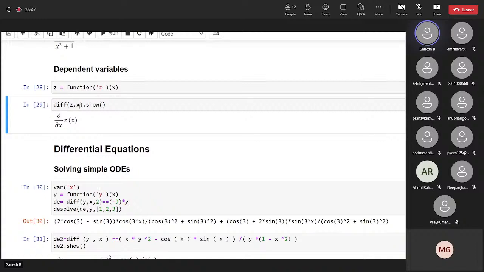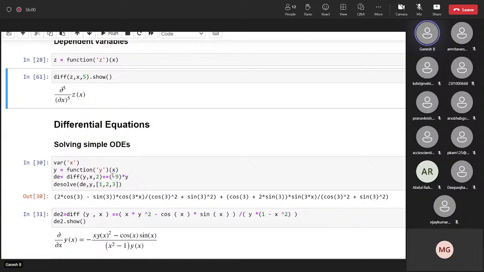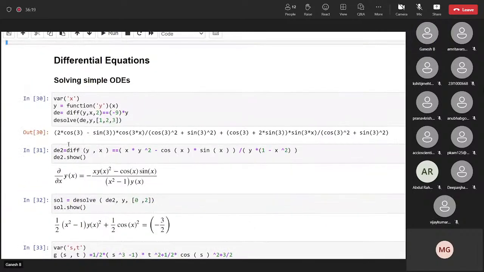Just to show you here, z comma x comma 2, it shows the second derivative. So the third parameter is actually the order of your derivative. So my differential equation is d square y by dx square equals minus 9y. Some of you may recognize this as the general SHM equation, and of course, the solution to that would be something in terms of sine and cos.